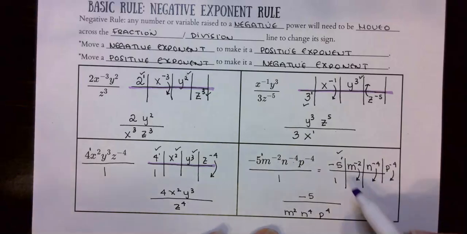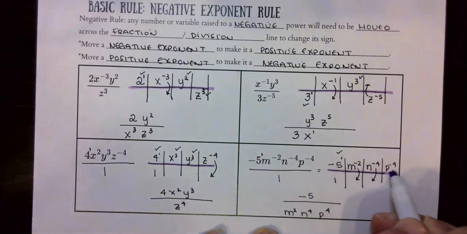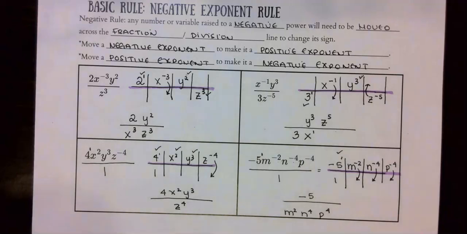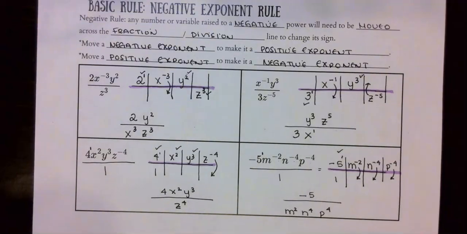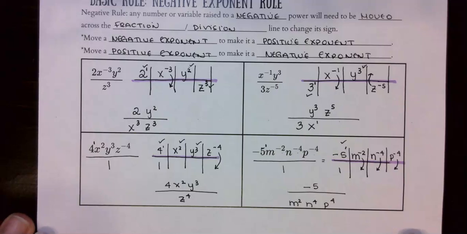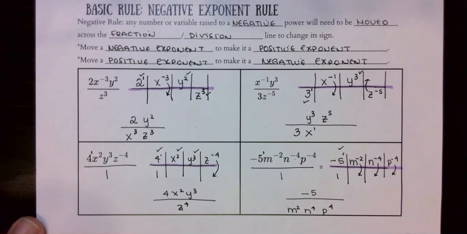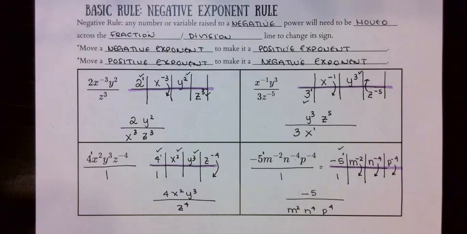So this is using the negative exponent rule. If you have a negative exponent, the only way to undo it or to get rid of it for your final answer is to move it across the fraction or the division line. If you have a fraction, just move it. If you don't have a fraction, then create one so you can then drop it. Okay? All right, I hope these examples have helped for the negative exponent rule.